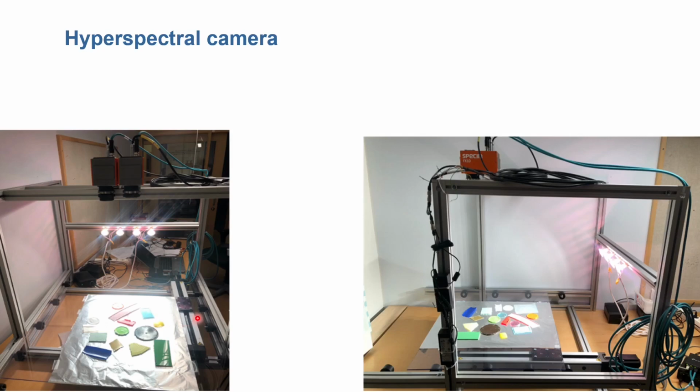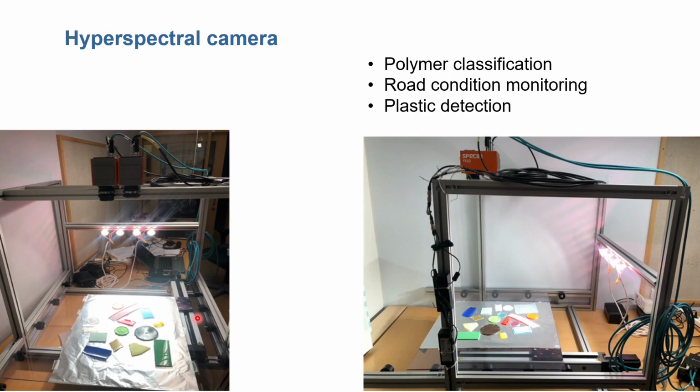This kind of measurement setup opens up for a lot of different kinds of applications, and some of those that we have been looking into in our research so far are, as you can see here in these pictures, the polymer classification, but also detection of plastic materials in food waste. And we have been looking into road condition monitoring, being able to identify a road pavement covered with ice, with water, with snow, or dry asphalt.